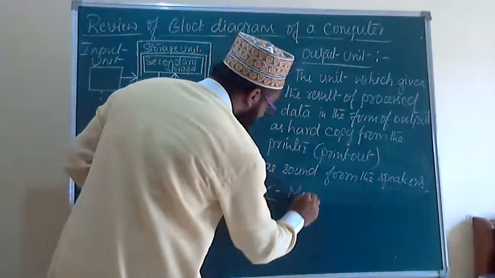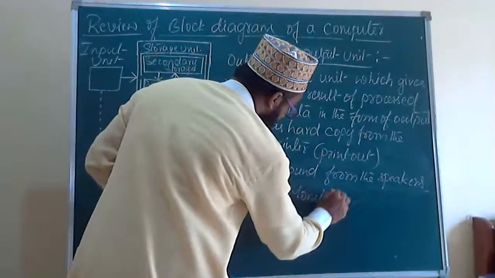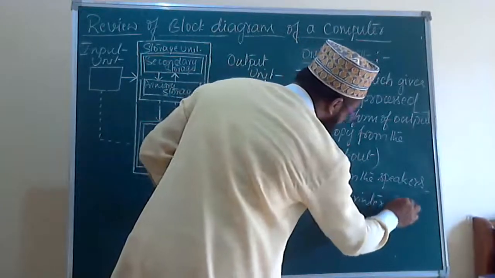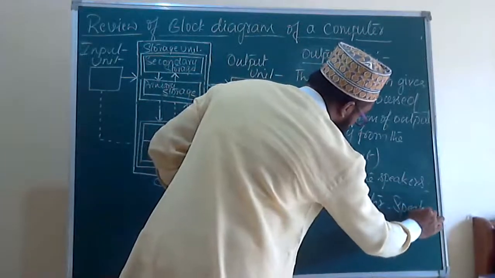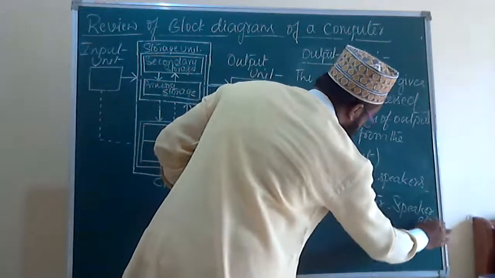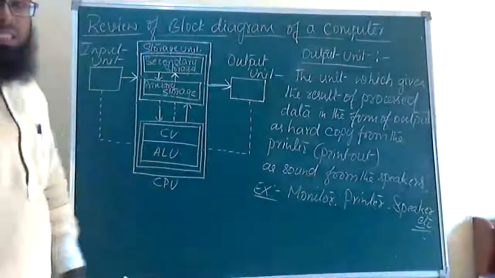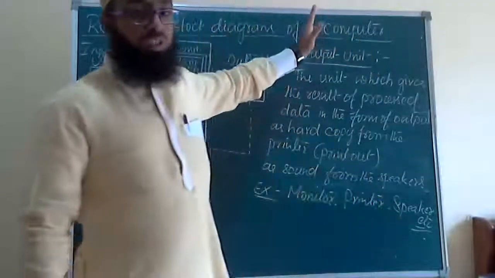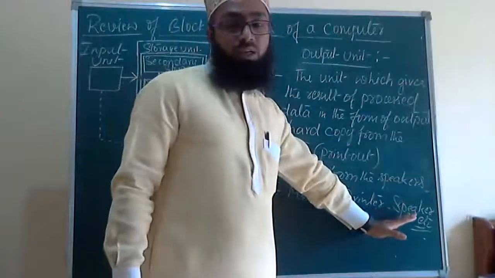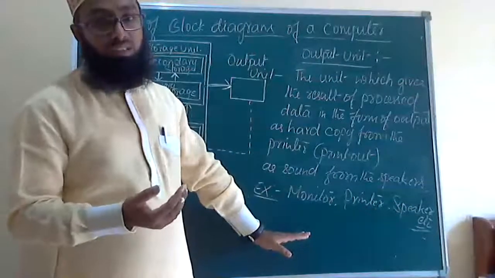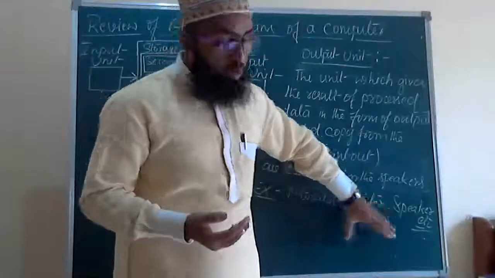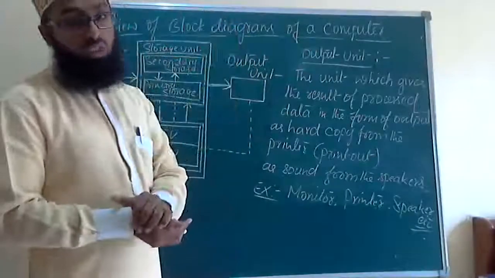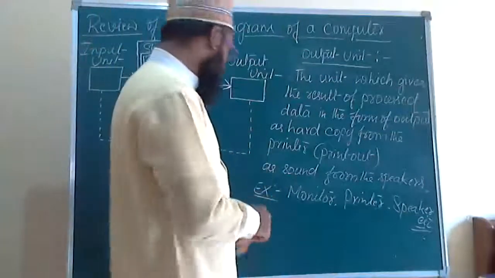Here there are many examples: monitor, printer, speaker, etc. All these things are called the output unit. If we take them one by one, they become output devices, and the complete combination of output devices is called the output unit. Hope you have understood this.